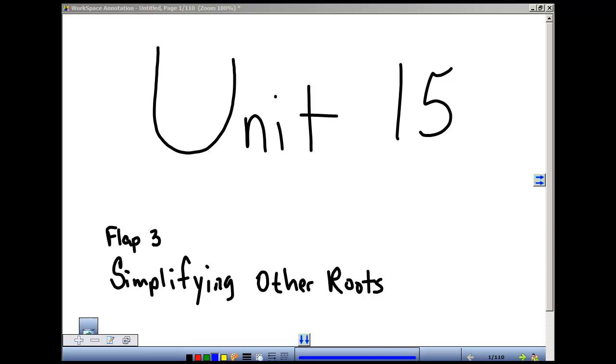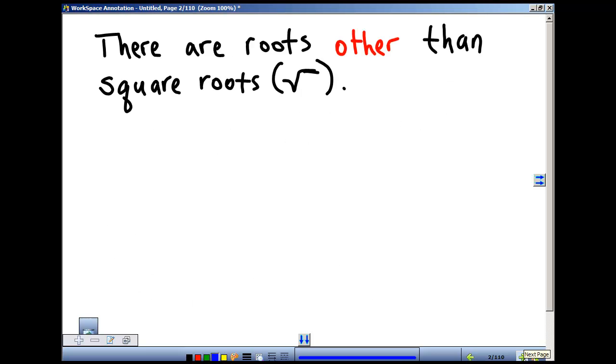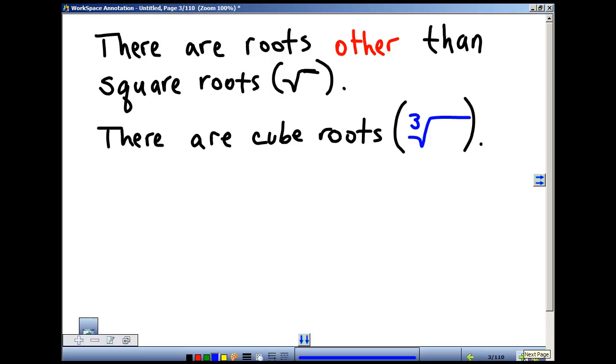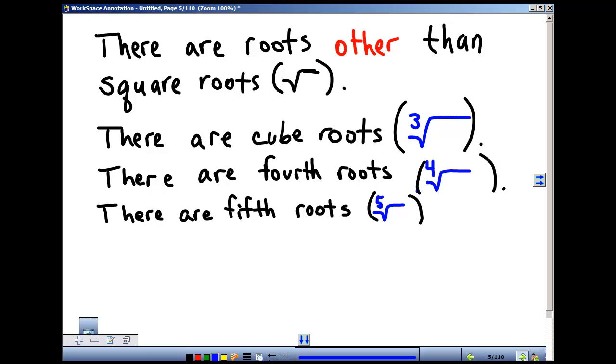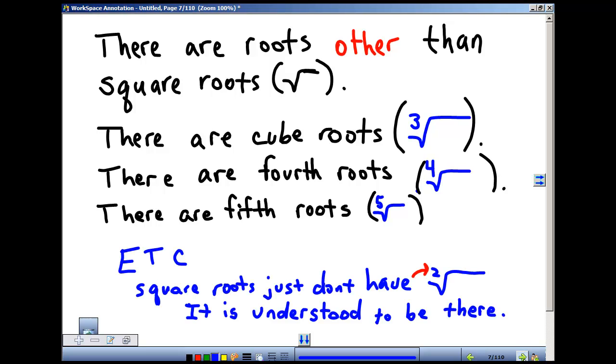We continue Unit 15 with simplifying other roots. There are roots other than square roots. There are cube roots, there are fourth roots, there are fifth roots, etc. Square roots just don't have the 2. It is understood to be in that little spot.